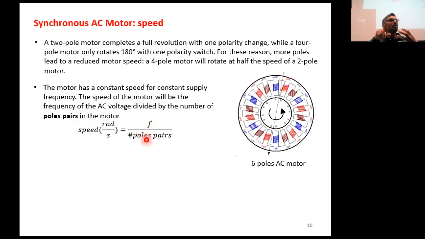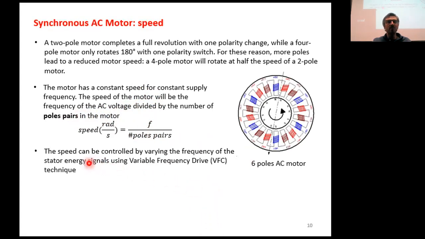So with a 4-pole motor, the speed of the rotor will be half of the frequency of the supply currents, and with 8-pole motors, the speed will be 1/4. As I said, these kinds of motors are used mainly for fixed speed applications, but you can change this speed by changing the frequency of the supply.